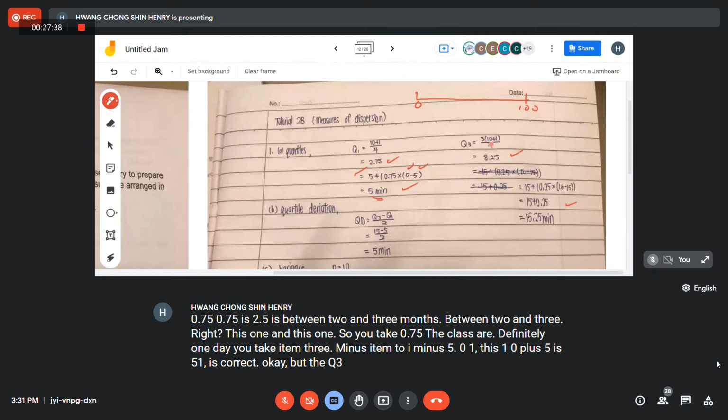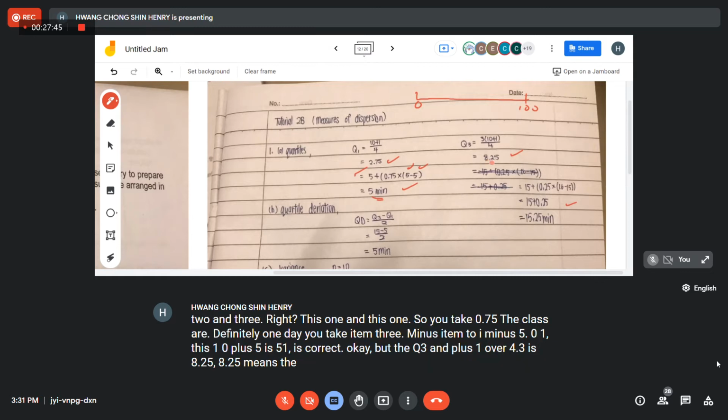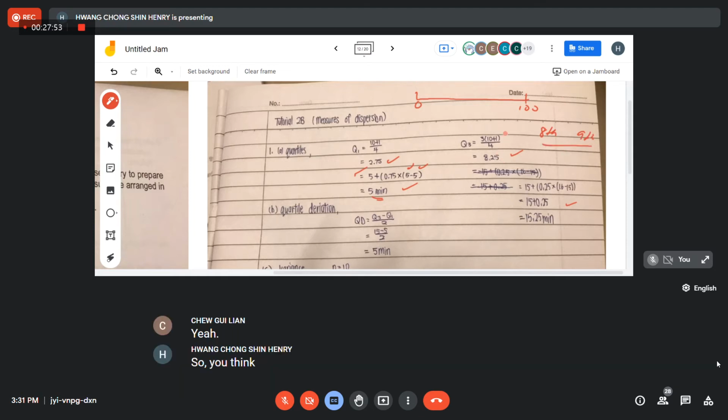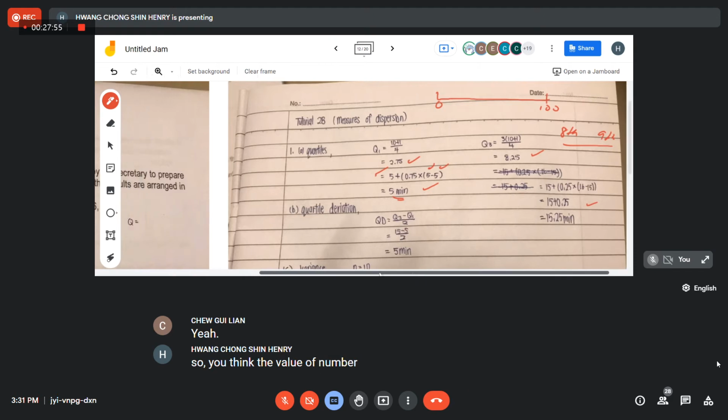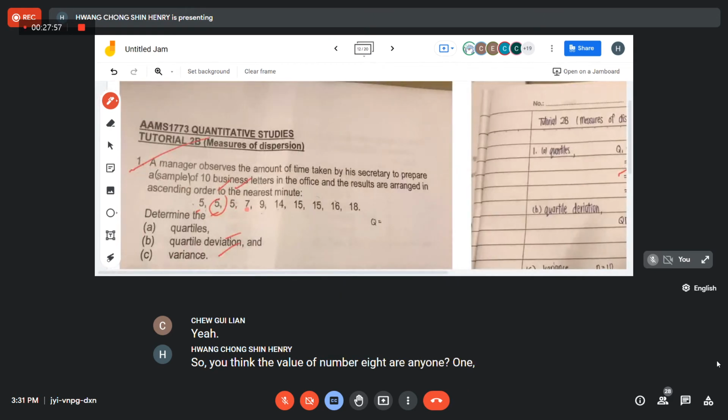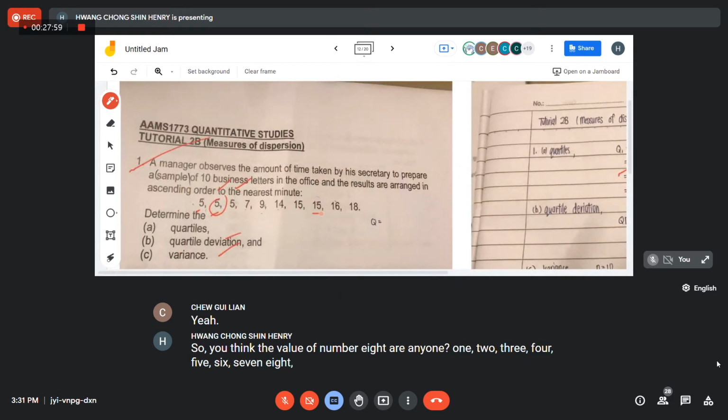But for Q3, n plus 1 over 4 times 3 is 8.25. 8.25 means between 8 and 9, correct? So you take the value of number 8, everyone: 1, 2, 3, 4, 5, 6, 7, 8, which is 15.